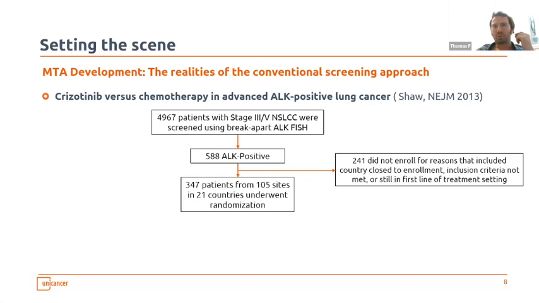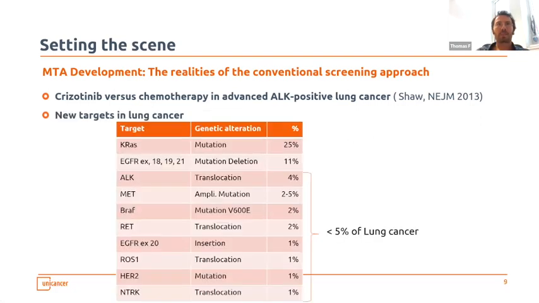In the pivotal phase 3 trial, which compared crizotinib to chemotherapy in advanced ALK-positive lung cancer, 4,967 patients were screened during 2 years. 588 patients presented lung cancer with ALK rearrangement. Finally, 347 patients were randomized from 105 sites in 21 countries.